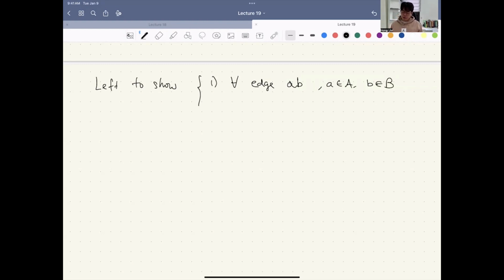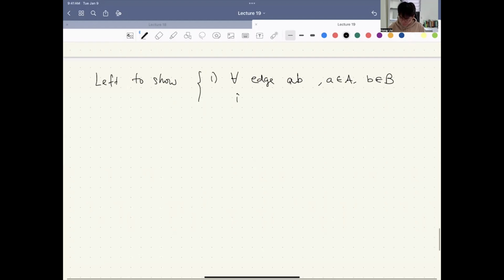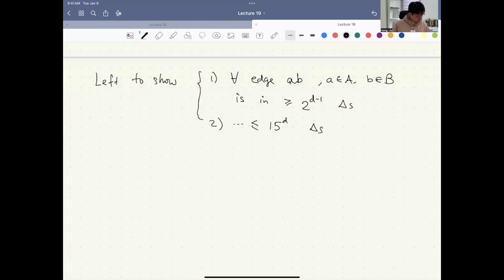I will leave it as an exercise for you to think why it's enough to prove it for every AB edge. What about AC edge? So for every AB edge, it's in at least 2 to the D minus 1 triangles, and at most 15 to the D triangles. These are the two upper and lower bounds we need to prove. So let's do the lower bound first. Every edge lies in at least one triangle, actually this many triangles. How do we do that? Let's fix an AB edge. Proof of 1.